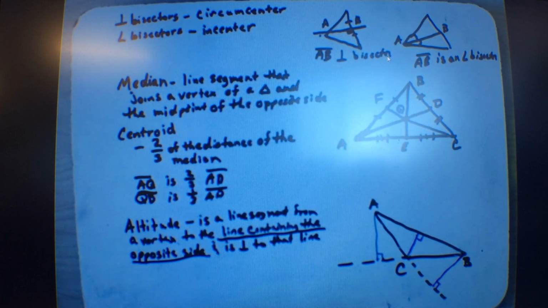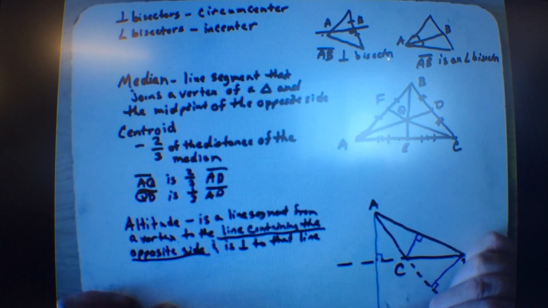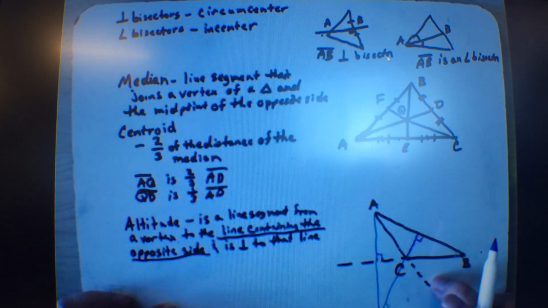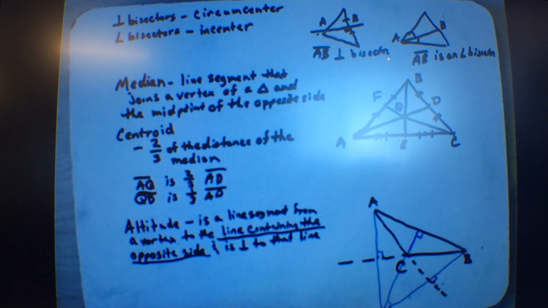Do they intersect? No, they don't. However, what would happen if I kept going? Now I've drawn it kind of badly, so I'm going to redraw this. Do it like this. There. Okay, they intersect out here, don't they?